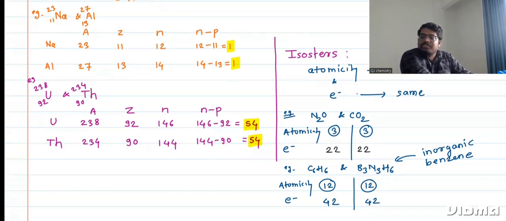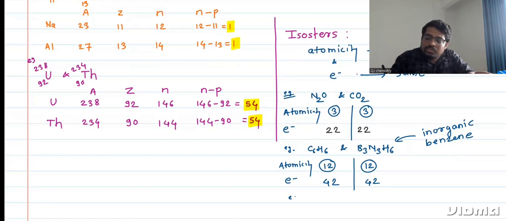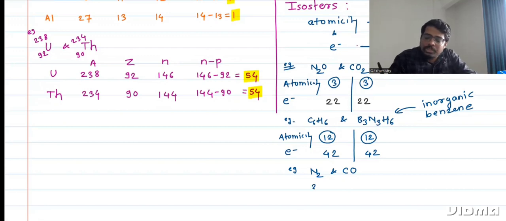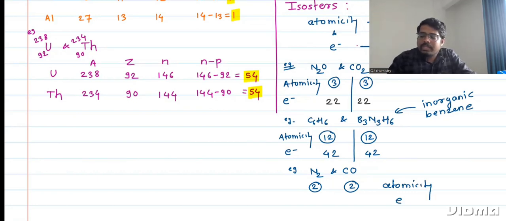The next example is N2 and CO. N2 and CO pair. Now here the atomicity in N2, the total number of atoms, is equal to 2. In CO the atomicity is also equal to 2. And let us find the electrons. In N2, how many electrons are there in total? N2 has 14 electrons, and CO has 6 plus 8, 14 electrons. So the number of electrons is the same.